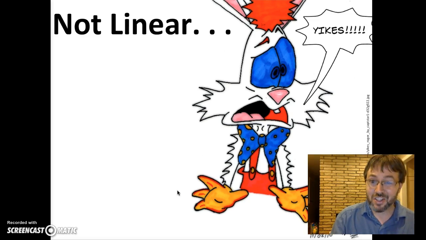The challenge, and the yikes, comes back to us again if we have data that are not linear. What do we do with those data? How do we handle them? How do we understand them? Can we describe a relationship between them or not?